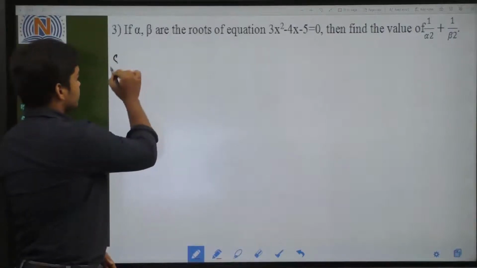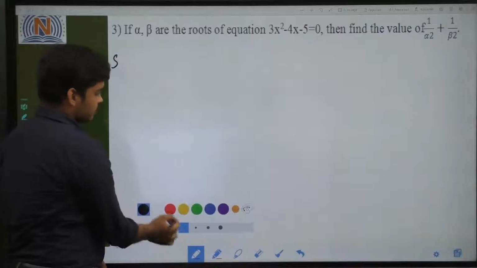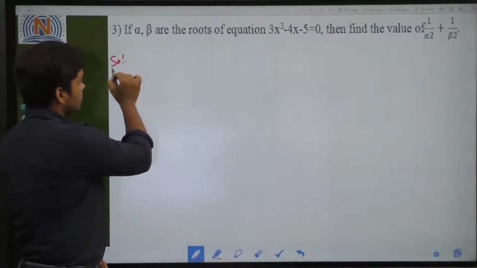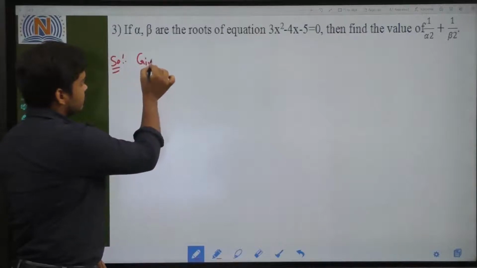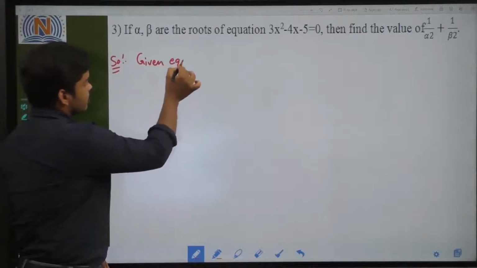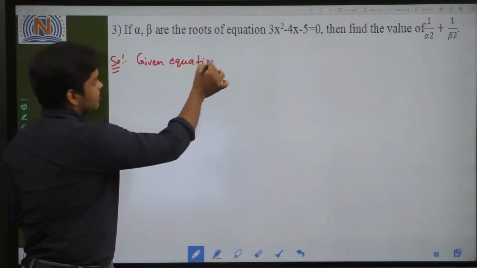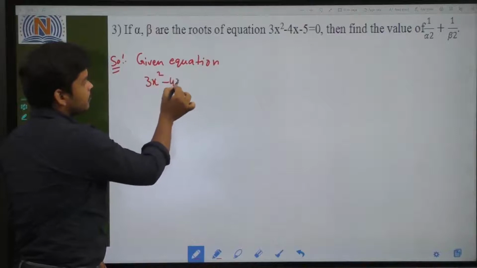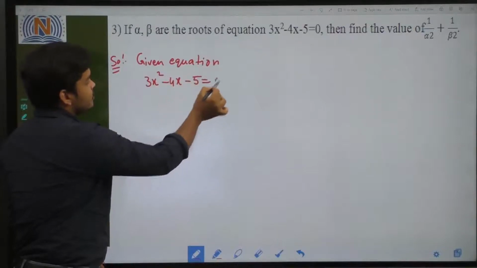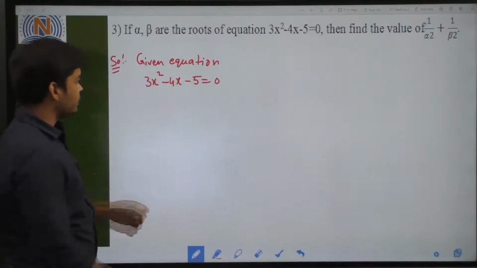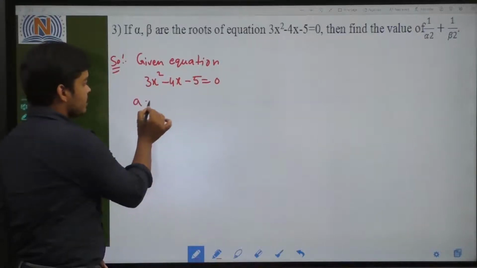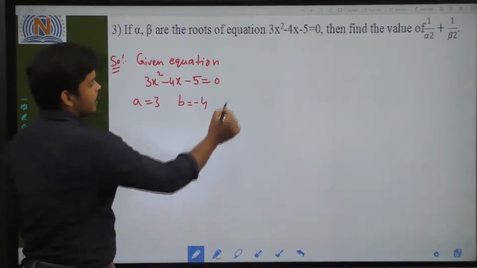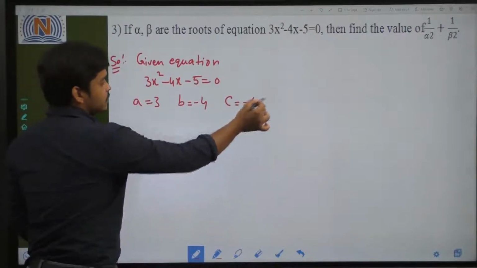So see children here, now the solution. Given equation is 3x square minus 4x minus 5 equals to 0. Then write the coefficients of x square and x: a is equals to 3 and b is equals to minus 4 and c is the constant term, that is minus 5.